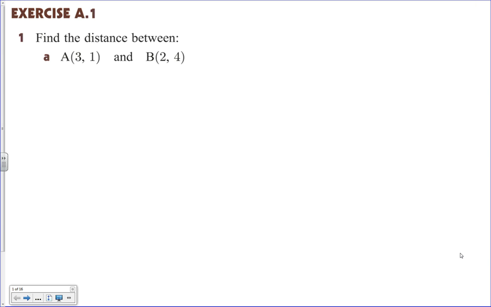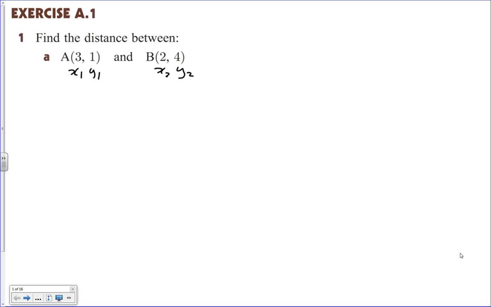Okay, the answers to the background knowledge chapter, exercise A.1. Question 1. Find the distance between these 2 points. So the first thing we need to do is label our points with our facts. So this is going to be x1, y1, x2, y2. So they are our facts.